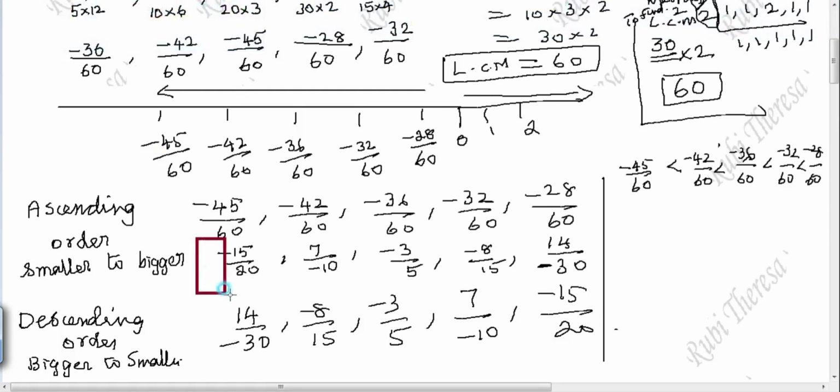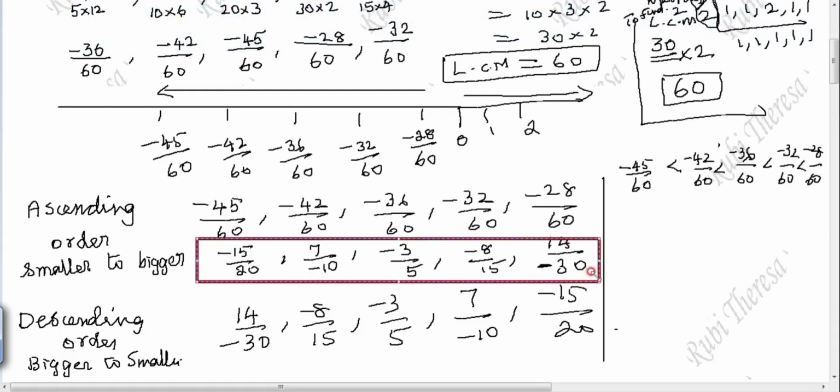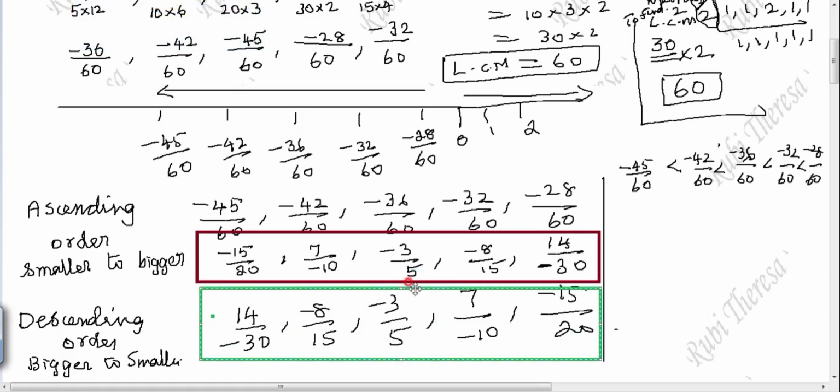This is the answer, ascending. Next one is descending. Do you follow? While you are writing this, you have to write down the corresponding rational numbers. But this is the easy way. This is not compulsory to write like this, but you should know.